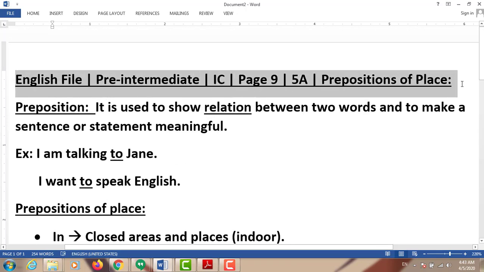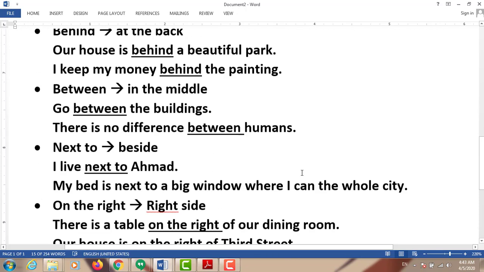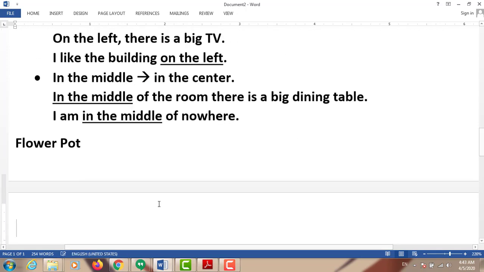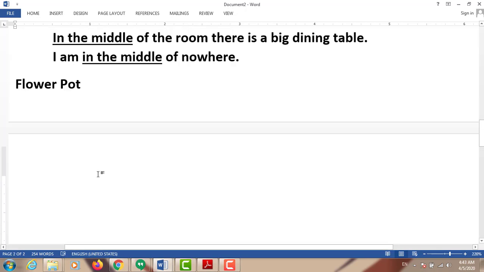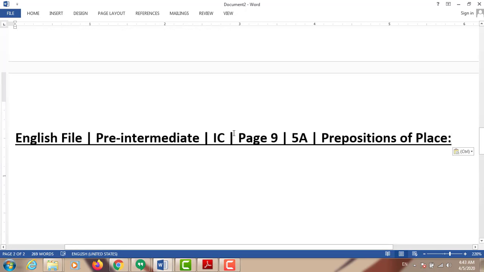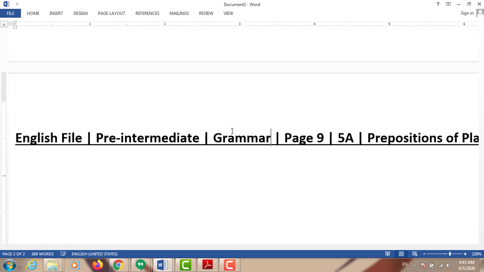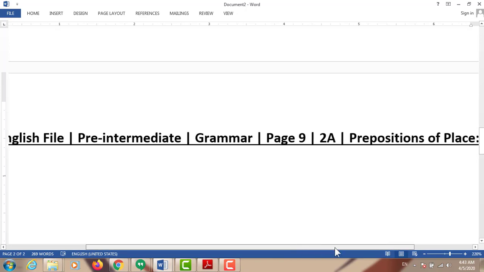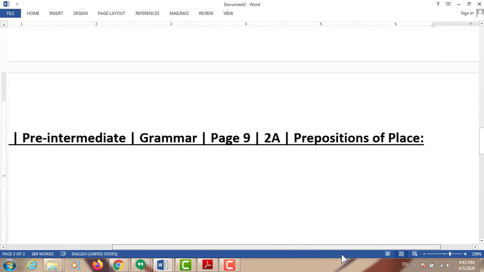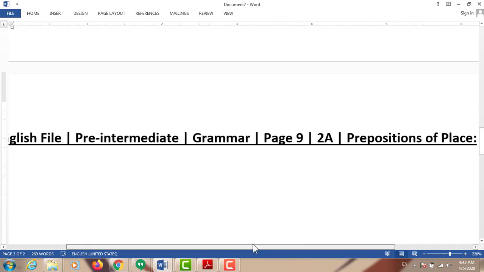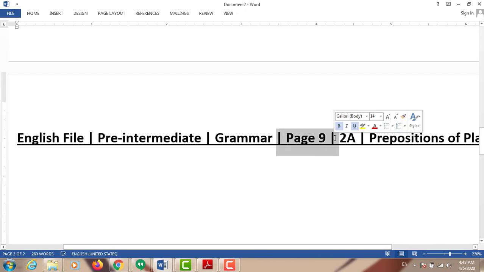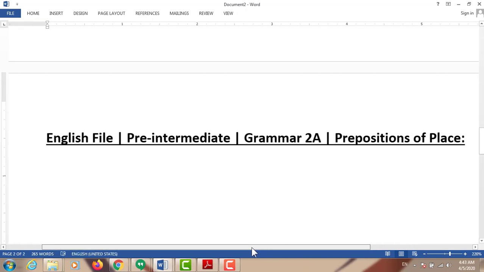The second session of the pre-intermediate. The second session for today, second grammar part. It's not the second session, it's been many sessions that we are doing. Today we are talking about English File Pre-intermediate 2A, the grammar of 2A. Let's remove the pages. There is no page here now.